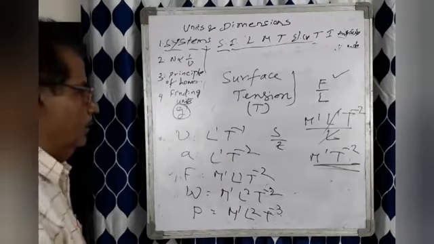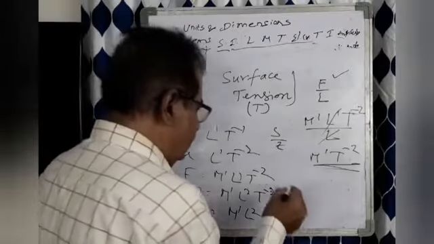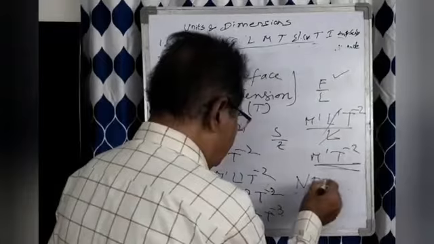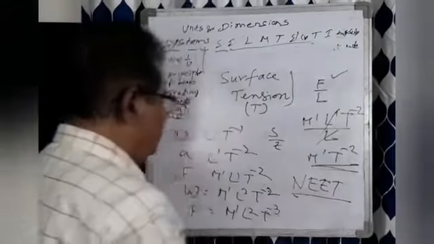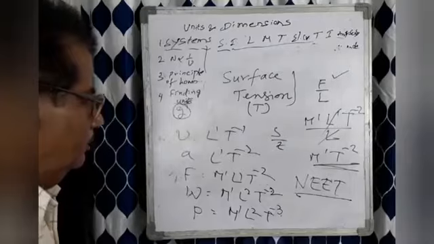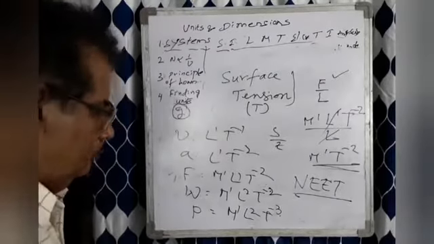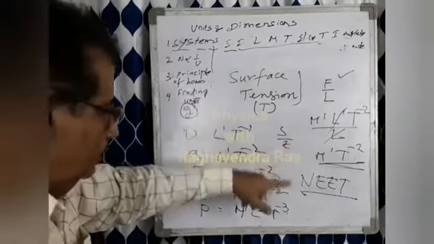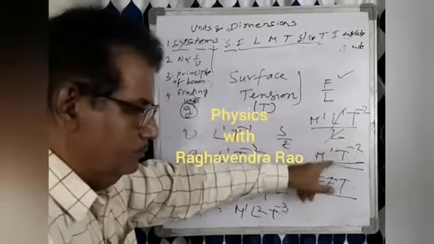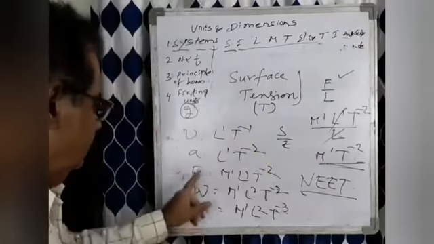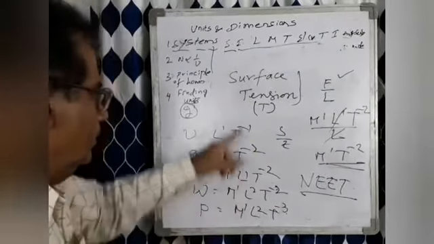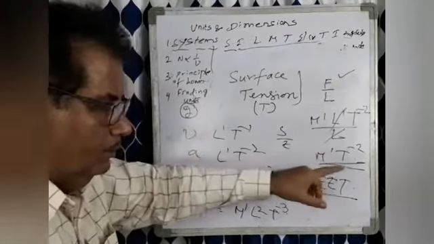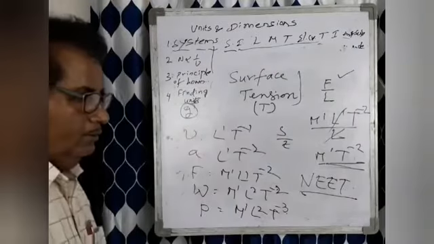That's why I will ask you a question in the NEET exam or IIT exam. What question will I ask? A physical quantity that represents a force but does not have length in it. That force has length; surface tension does not have length in it. No L here, while in force there is L. It's also a force, but no length in it. In this way we will ask questions in final exams.